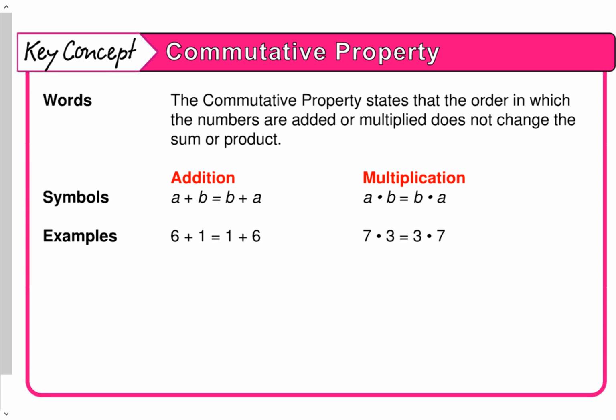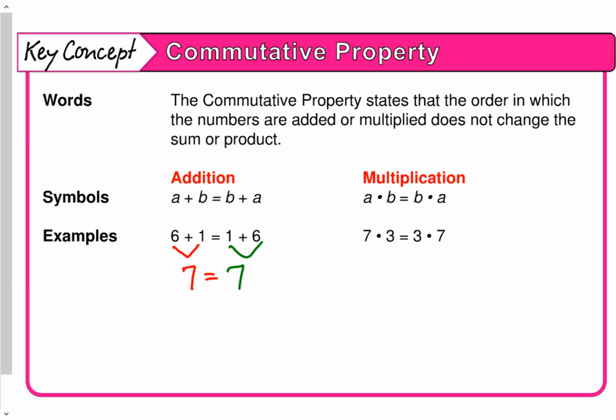The commutative property states that the order in which the numbers are added or multiplied does not change the sum or product. So for example, we have 6 plus 1 equals 1 plus 6. Here we have the same numbers, we just switch the order. If we add 6 plus 1, we get 7. And if we add 1 plus 6, we also get 7. So even though we switch the order of the numbers, the sum remains the same.